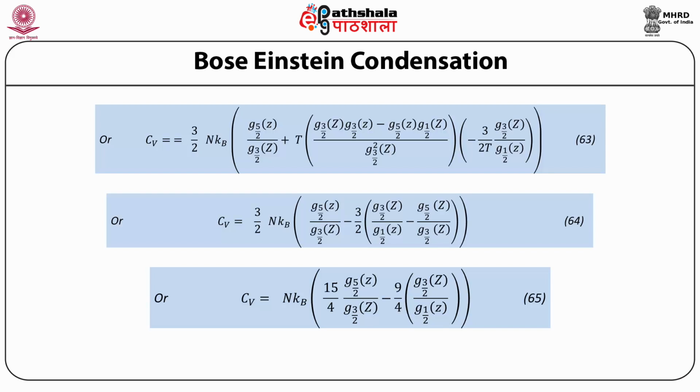to 1, which is equal to N kB multiplied by 15/4 multiplied by the Riemann zeta function of the order of 5/2 and the Riemann zeta function at 3/2, which is equal to 1.925 N kB. It is the same result as given by equation 56.